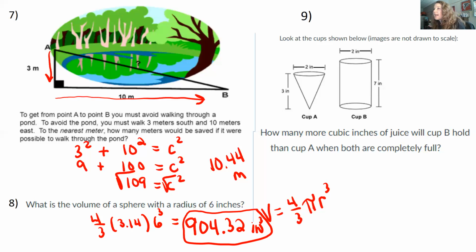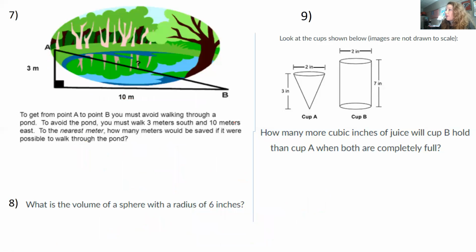All right, number 9, look at these cups. How many more cubic inches of juice could cup B hold than cup A when completely full? Which means, of course, we have to find the volume of both. So we have our cylinder, and for our cone, it's the same thing, except at the end we divide by 3 or multiply by 1/3, whatever, same thing, right? All right, so let's find the volume of the cylinder first.